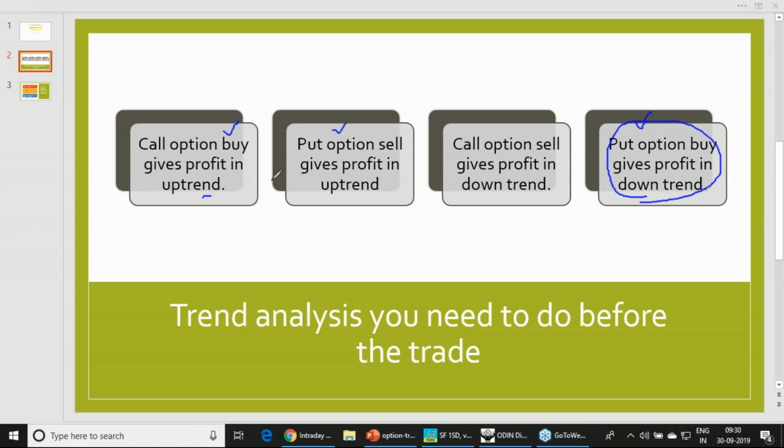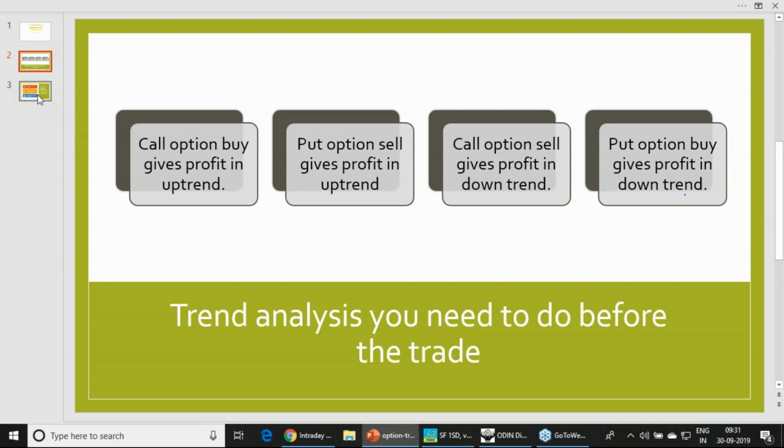So in an uptrend, 2 choices are there. You can buy a call option or you can sell a put option. In an uptrend, buying a call option gives profit. Selling a put option also gives profit in an uptrend. Similarly in a downtrend, selling a call option gives the profit, as well as buying a put option. So this is the nature of options. Those who are experienced traders will know it; this is only for the very beginners.